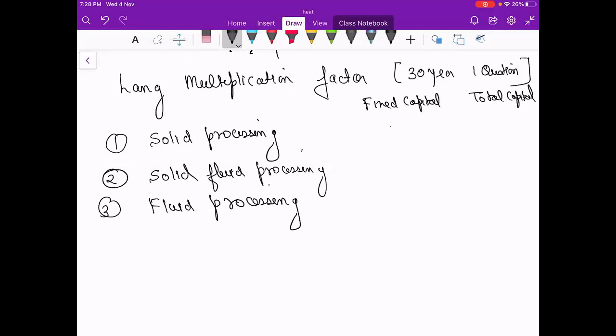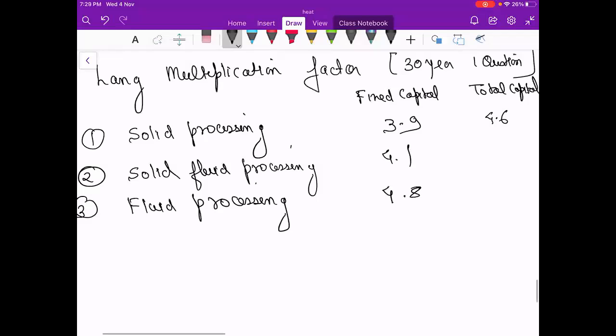So it will be like that 3.9, 4.1. Okay, here it will be 4.8. Okay, 4.6, 4.9, and it will be 5.7. So you have to remember this. There is no shortcut. You have to remember this table. Okay, I will tell you how they can ask a question related to this.